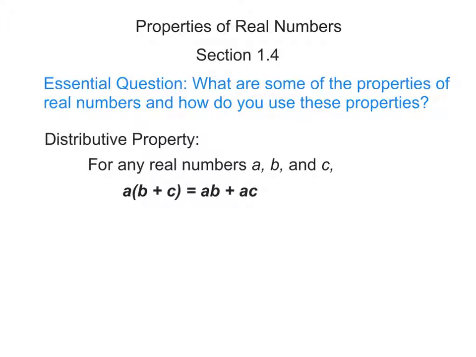This states that for any real numbers a, b, and c, a(b + c) is equal to ab + ac. In other words, you can take the a and distribute it to the b and the c.